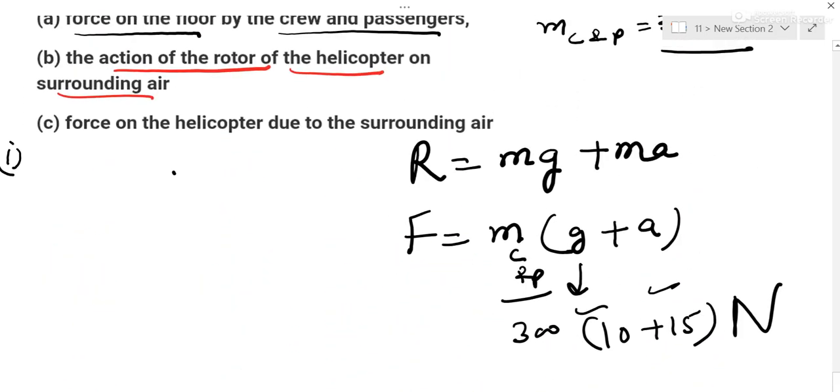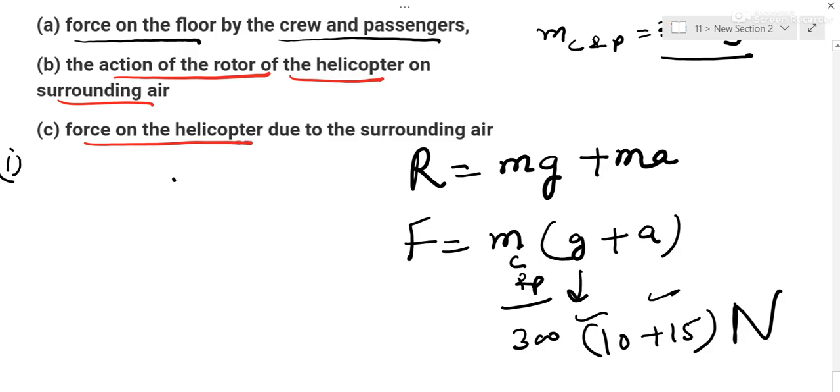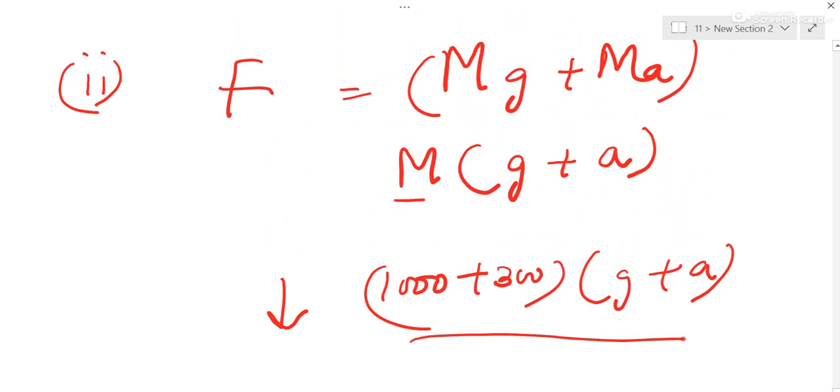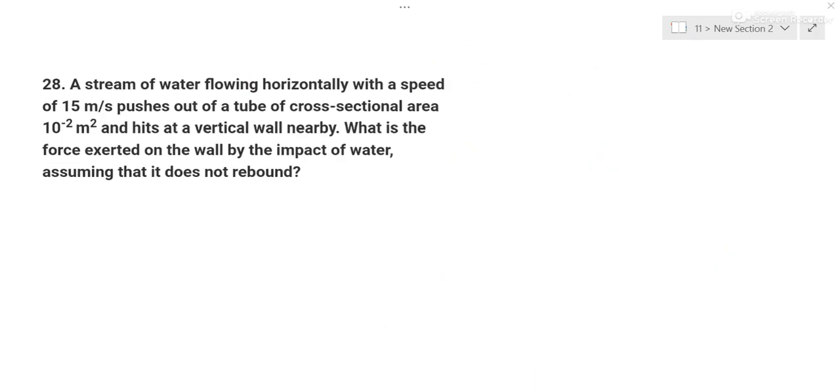Okay, then we have to tell the force of the helicopter on the surrounding air. This is the force of the helicopter on the surrounding air, so this is action, and this will be equal to the reaction force. So the answer would be the same as the third part, only the direction will be opposite. You will simply write that the direction will be opposite because that is the reaction force. Let's see next.